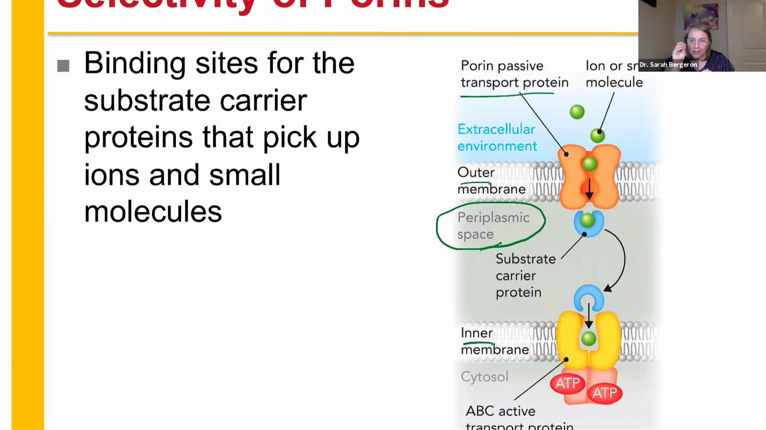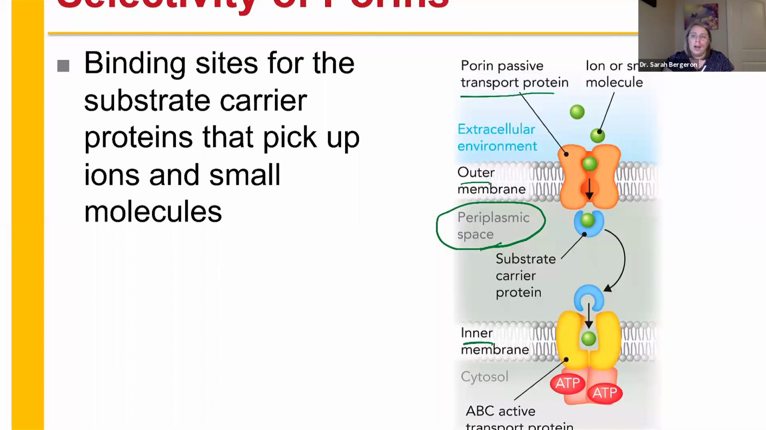They're negatively charged, right? So if they have negative charges, then guess what's going to be pointing towards the inside of our porin? Well, we're going to have positively charged amino acid residues like arginine on the inside of the channel. So they're going to be attracted to one another, and those negatively charged ions are going to be able to go through.